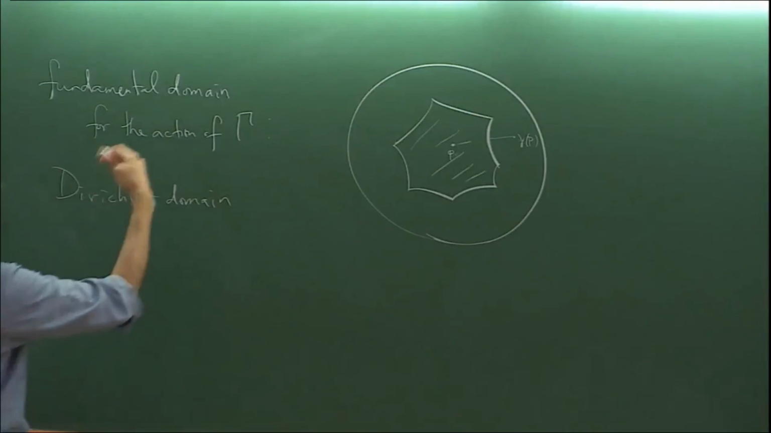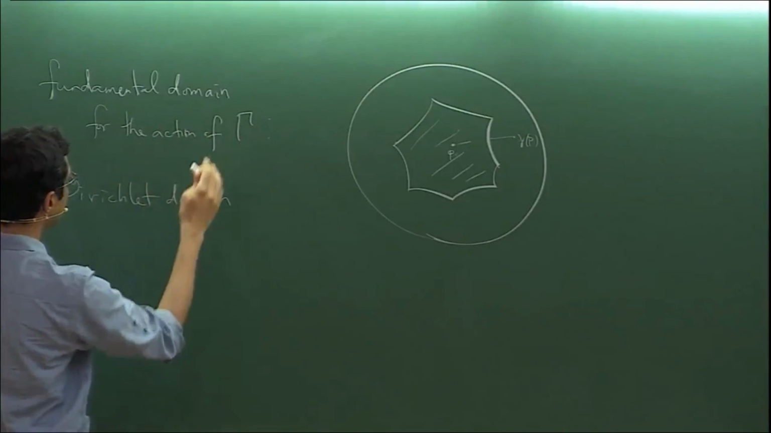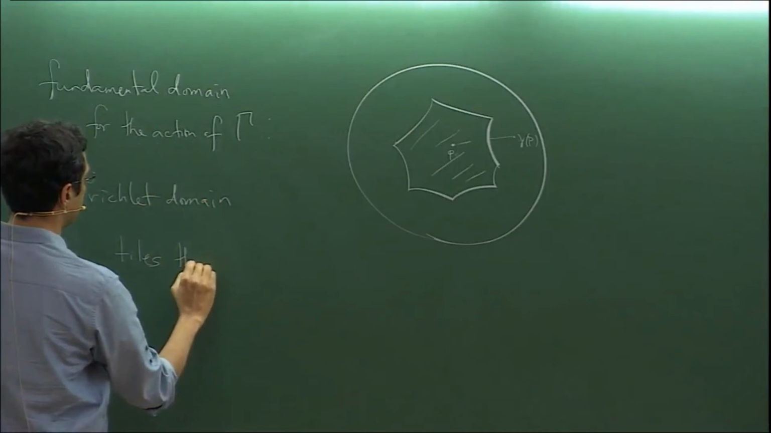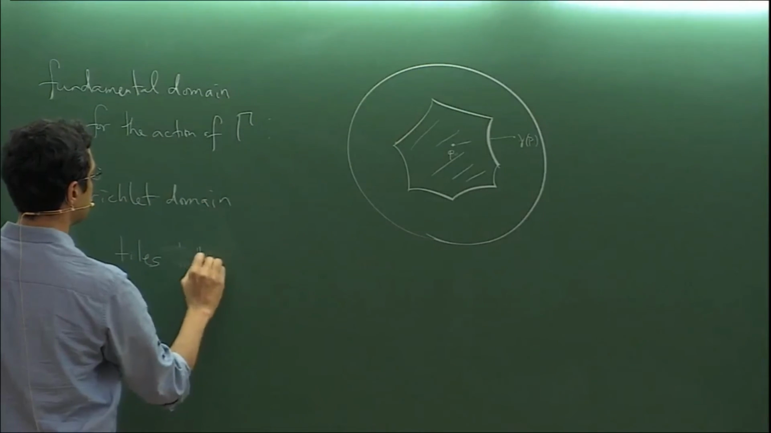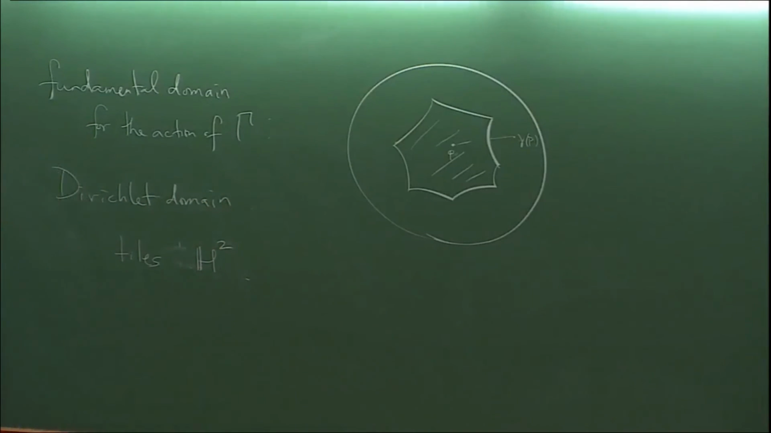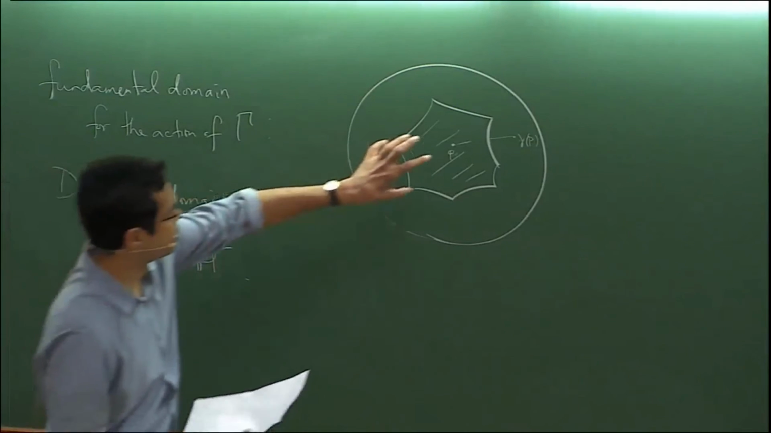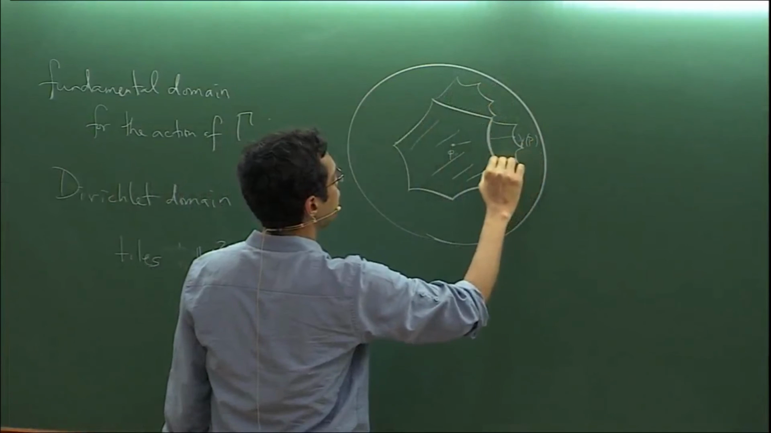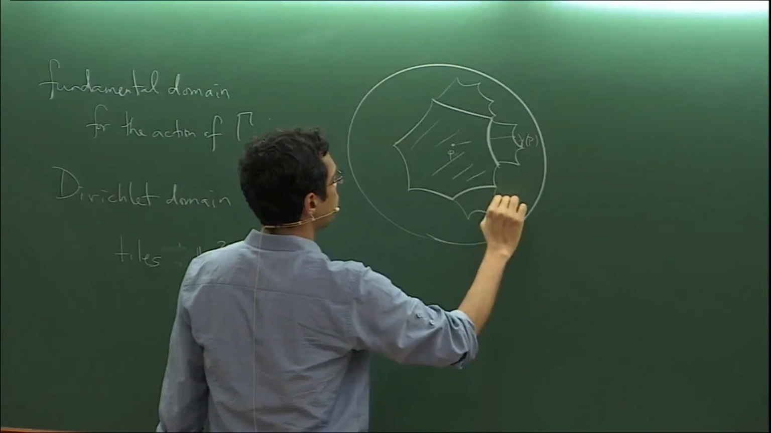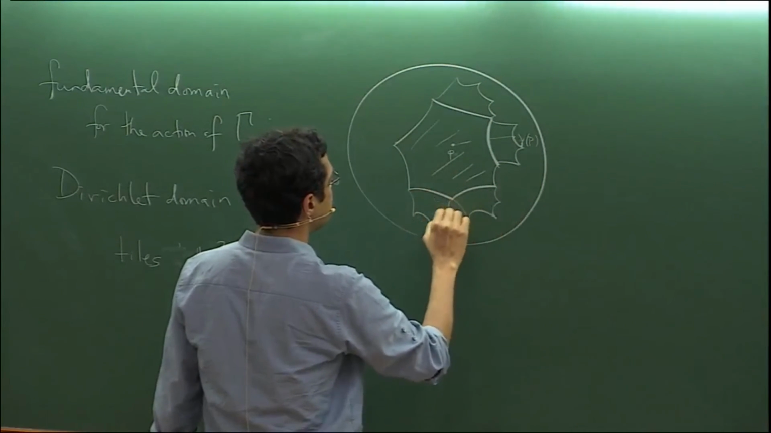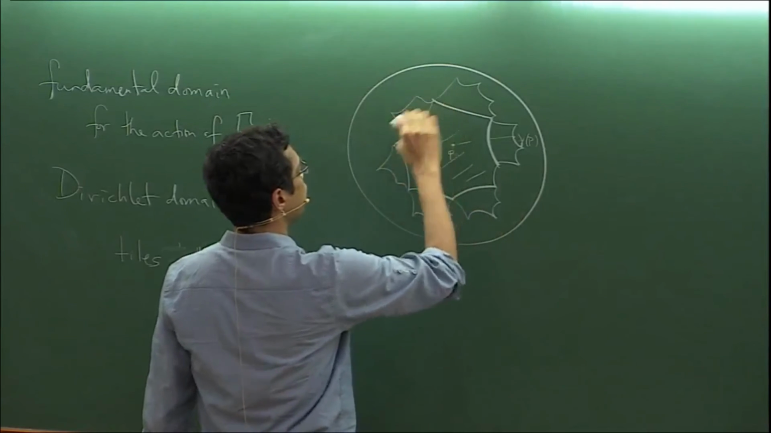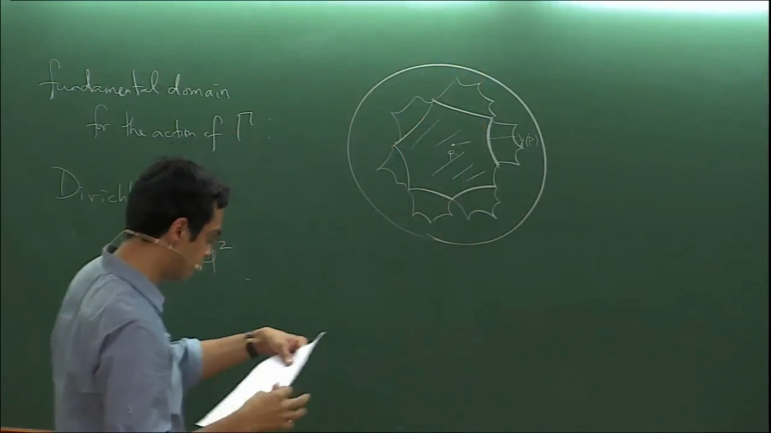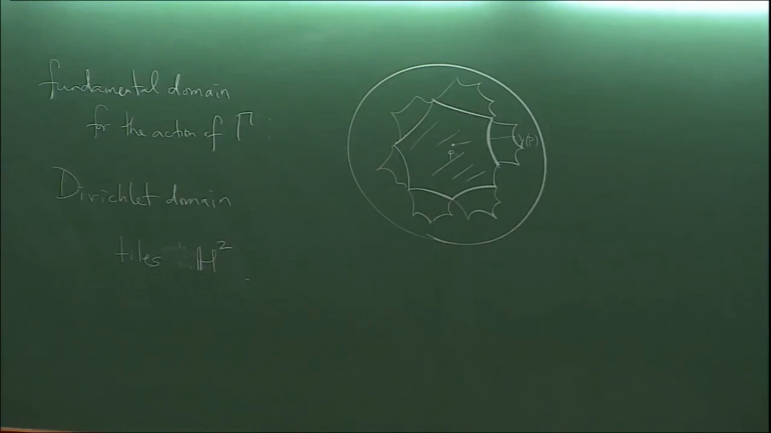And translates of this polygon tile the hyperbolic plane, the tiles H2. Copies of this are taken by this action of gamma to things which have disjoint interiors, and they fill up the whole of the hyperbolic plane. So that's what tiling means. All right, and let me just mention.